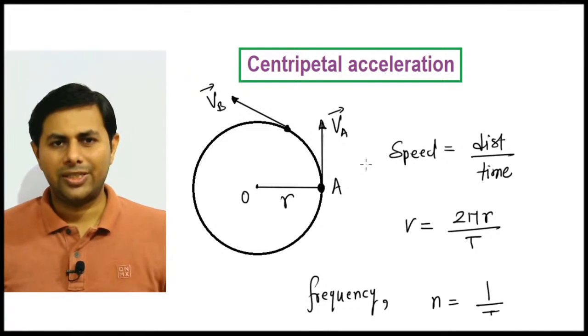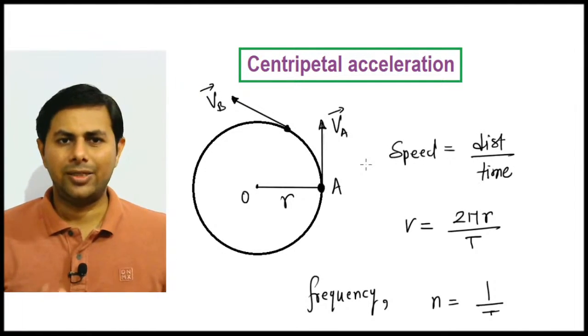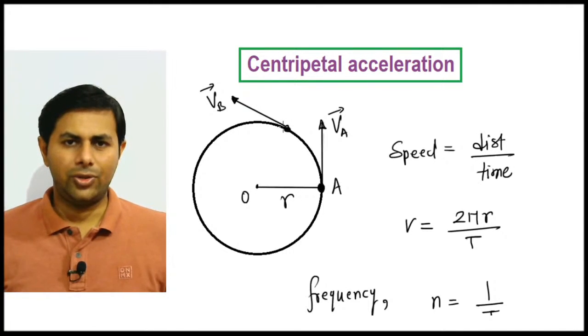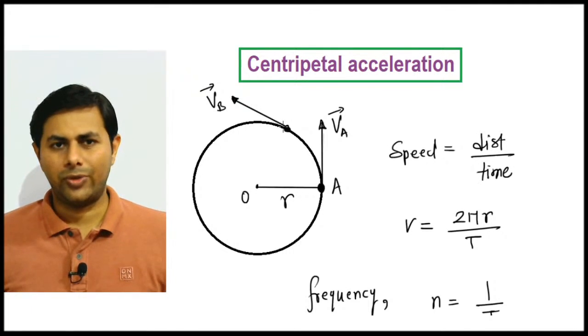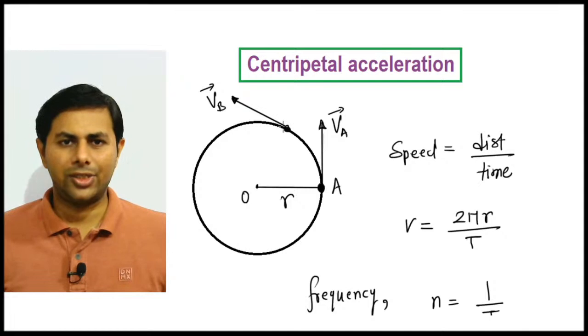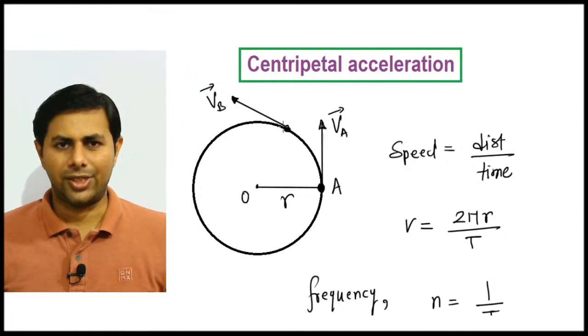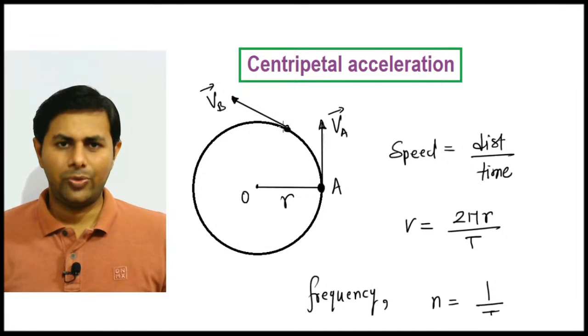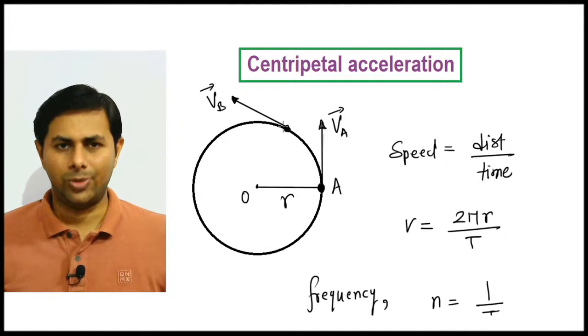Now nobody will say that this VA bar and VB bar is same. So in uniform circular motion, the magnitude of velocity, which is speed, remains constant, but there is change in direction of velocity, and that's why there is change in velocity, and that's why we can say there is acceleration. Okay, so uniform circular motion is an accelerated motion.